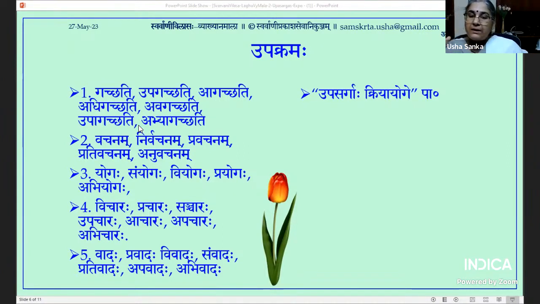Let us see what happens with prati when we say griham prati gacchami. So griham prati with a space and gacchami, I am going towards the house, is different from pratigacchami. Pratigacchami is also there. So pratigacchami means I am returning to home.